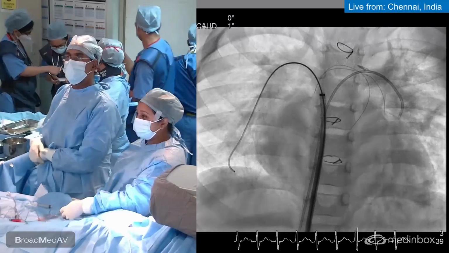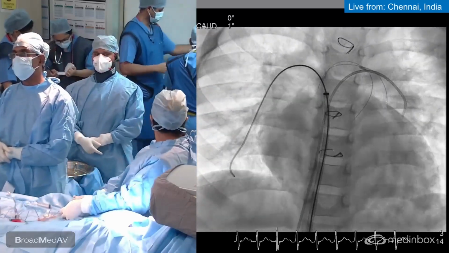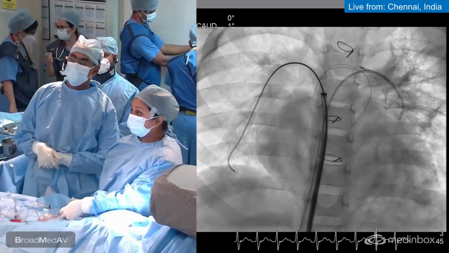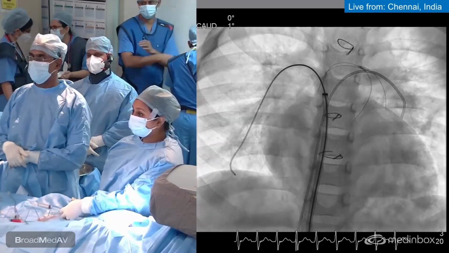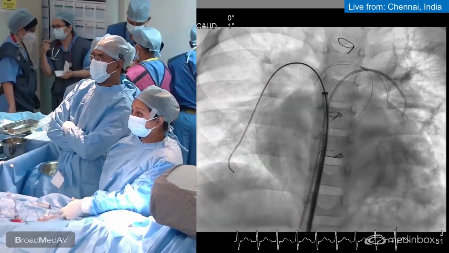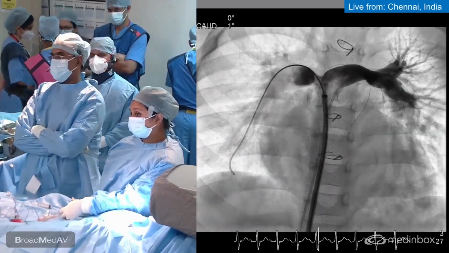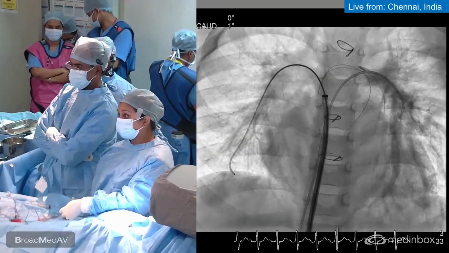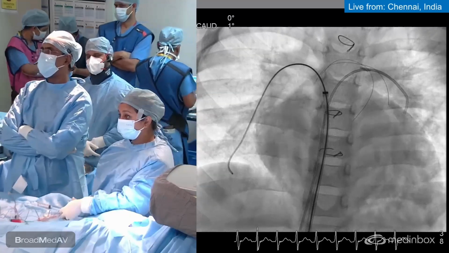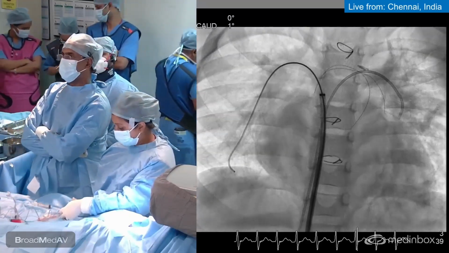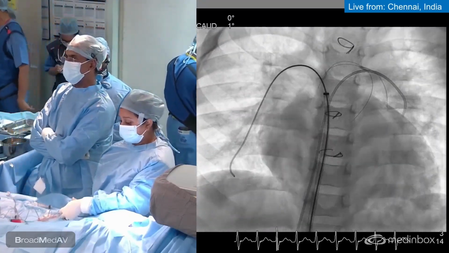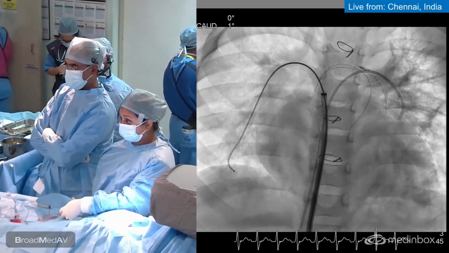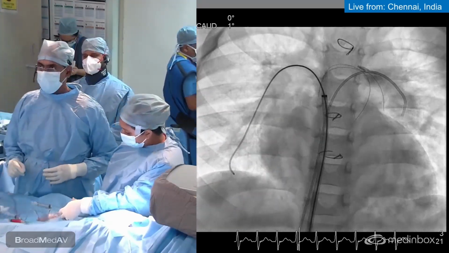Keep the door closed. Okay, so this is the pressure in the distal main pulmonary artery. You can see that there is a sort of ventricularization of the main pulmonary trunk pressures because of the peripheral pulmonary artery stenosis. The main pulmonary artery is showing a high systolic and a low diastolic, suggesting the peripheral PS.